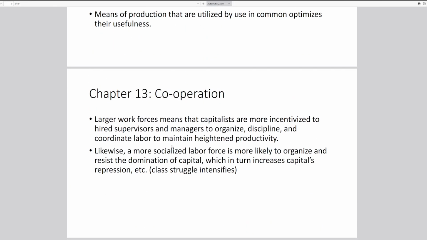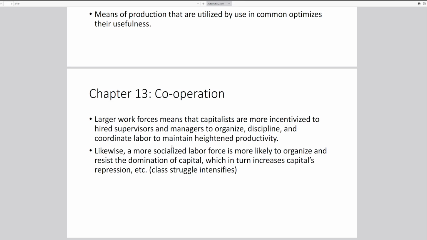Okay. I must have skipped. I don't remember which page. I must have just flipped past it.